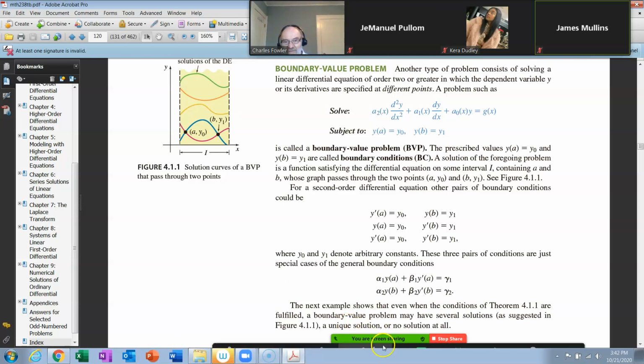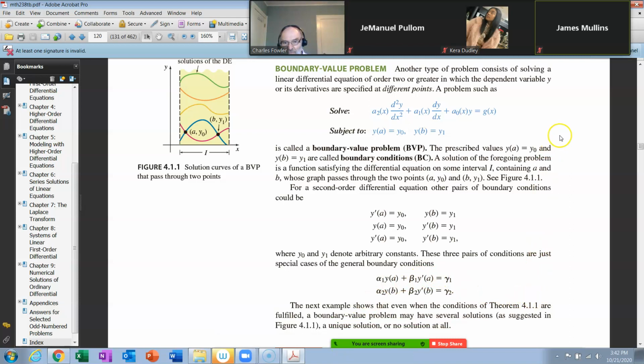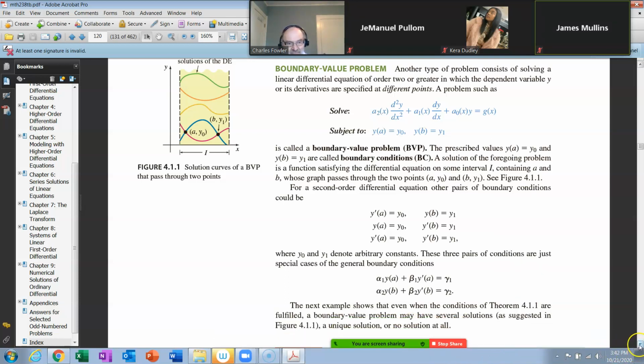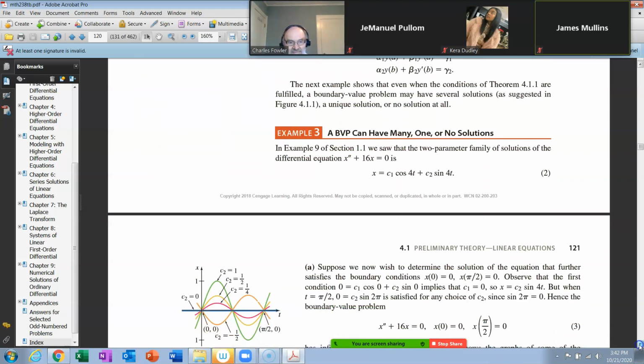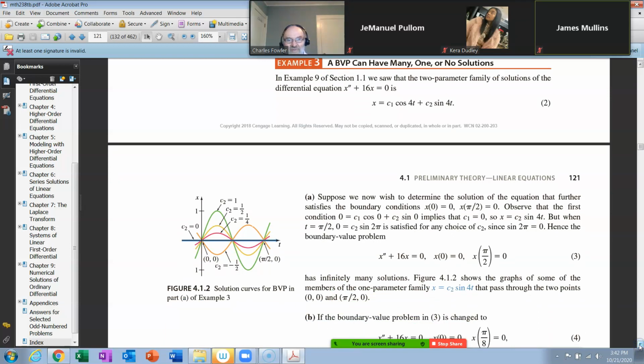The next example shows that even when the conditions of theorem 4.1.1 are fulfilled, the boundary value problem may have several solutions, a unique solution, or absolutely no solution at all. So that's what they're going to be showing. Let's let them see what it looks like. Now, we only have 3 minutes. Let's see what we can get covered in the 3 minutes. Example 3.